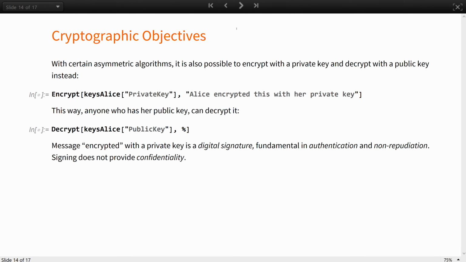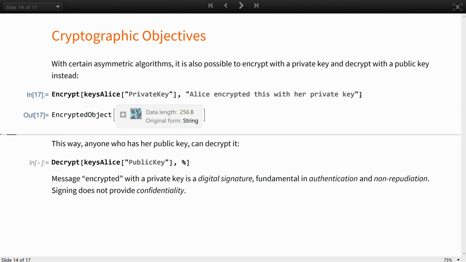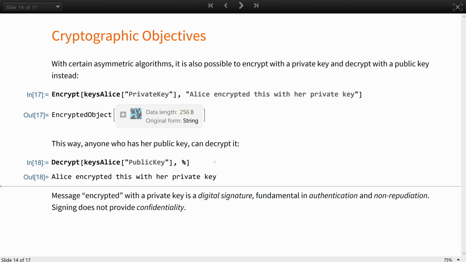With certain asymmetric algorithms, it is also possible to encrypt with a private key and decrypt with a public key instead, like Alice does here. This way, anyone who has Alice's public key, like Bob, can decrypt it. This message, encrypted with a private key, is basically a digital signature, fundamental in authentication and non-repudiation. Digital signing does not provide confidentiality, because anyone, like Bob just did, can decrypt it.